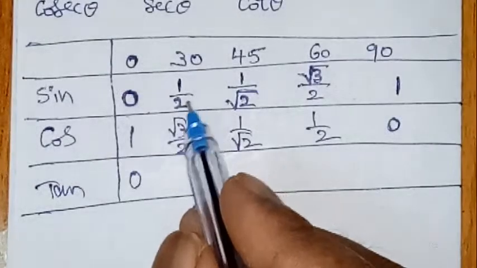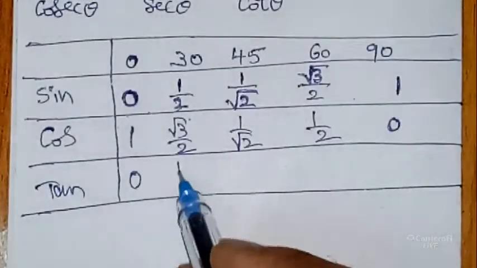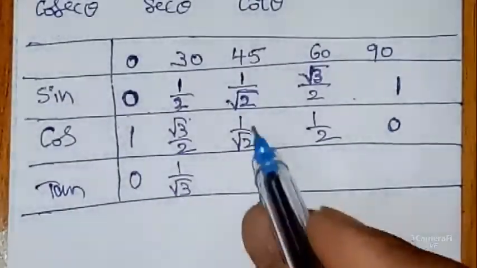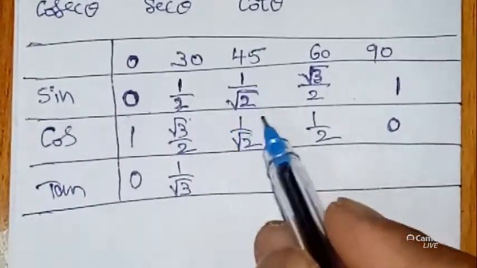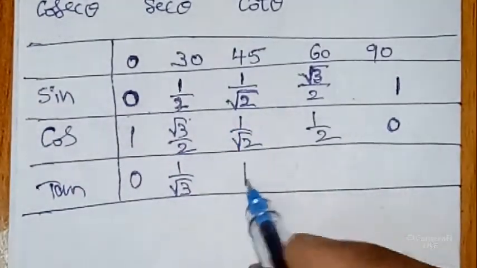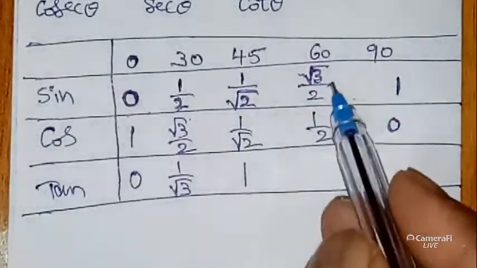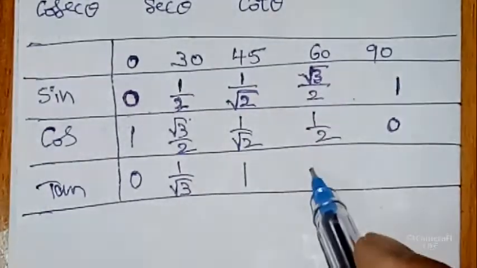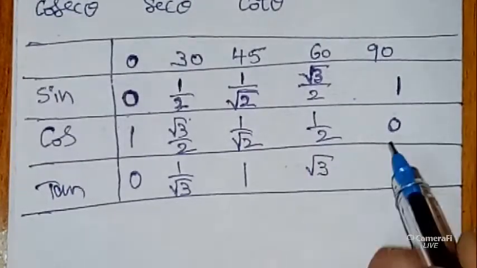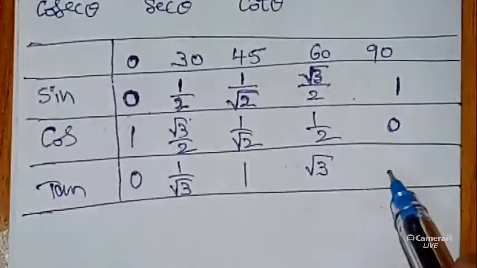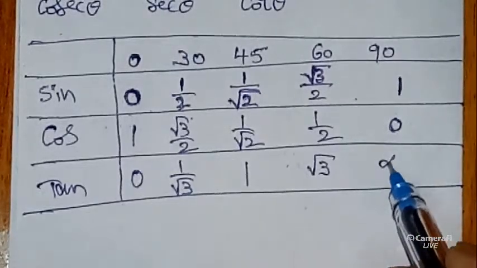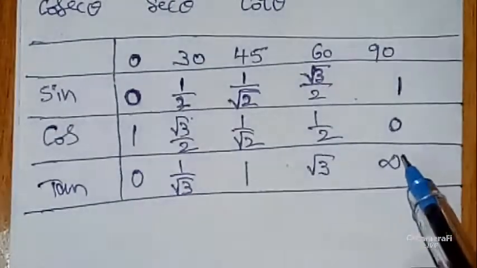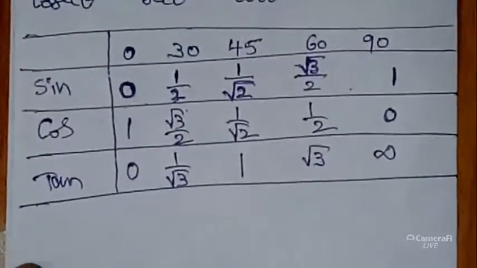Then 1 by 2 divided by root 3 by 2, the 2 cancels, 1 by root 3. Next, 1 by root 2 divided by 1 by root 2 is 1. Next, root 3 by 2 divided by 1 by 2, the 2 cancels, root 3 by 1 is root 3. Next, 1 by 0 is infinity or undefined.